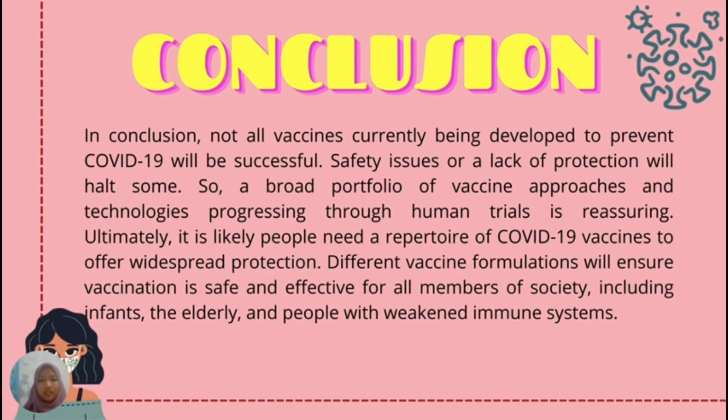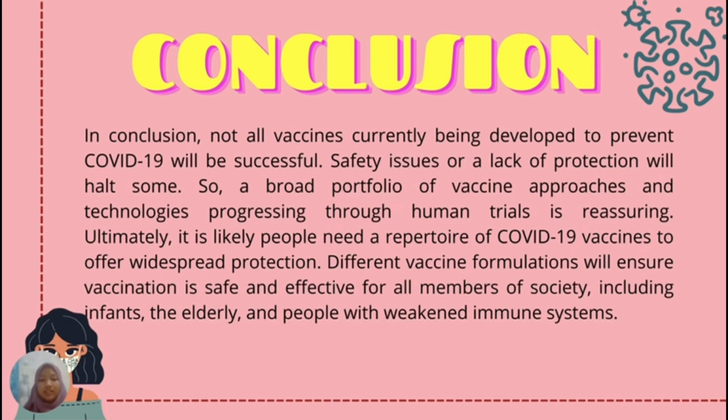So next is the conclusion. In conclusion, not all vaccines currently being developed to prevent COVID-19 will be successful. A safety issue or a lack of protection will halt some. So a broad portfolio of vaccine approaches and technologies progressing through human trials is reassuring.